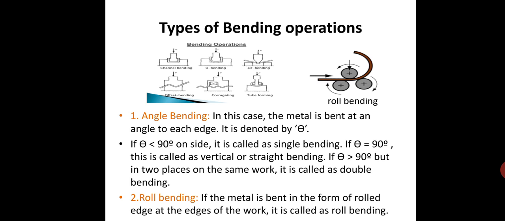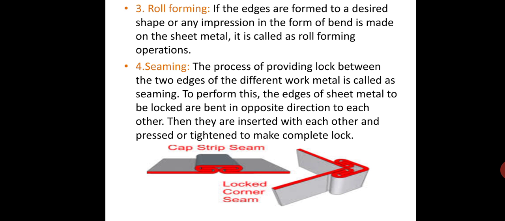And the next bending operation is the roll bending. The diagram shows the roll bending, how the sheet metal is to be rolled. If the material is bent in the form of rolled edges at the edge of the work, it is called roll bending. And the next operation is the roll forming. If the edges are formed to a desired shape or any impression in the form of a bend is made on the sheet metal, it is called the roll forming operation.